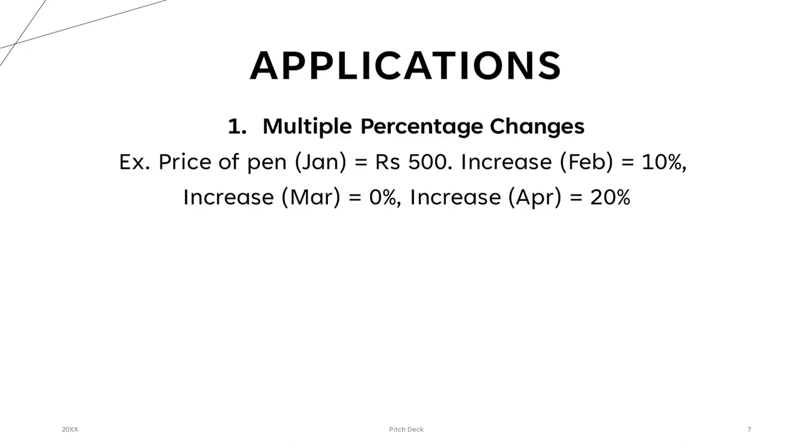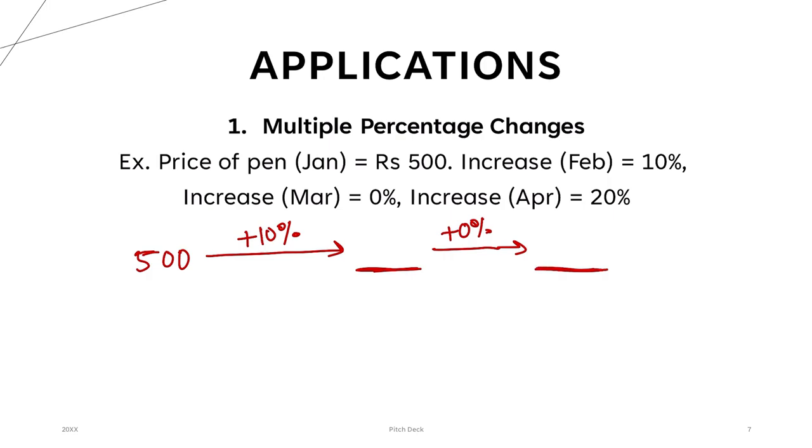Now, the price of a pen was initially 500 rupees. Going from January to February, it increased by 10%. That will be the new price. Going from February to March, it increased by 0%, and it will have some new price. From March to April, it increases by 20%, and it will have some new price, right? Now, what is the price in each month? In January, it is 500 rupees. February, March and April will each have a new price.